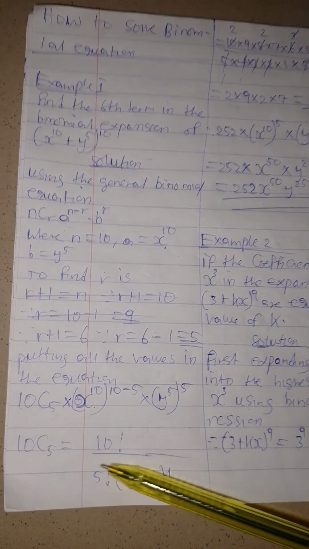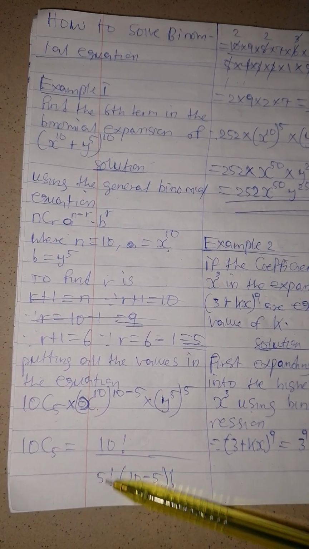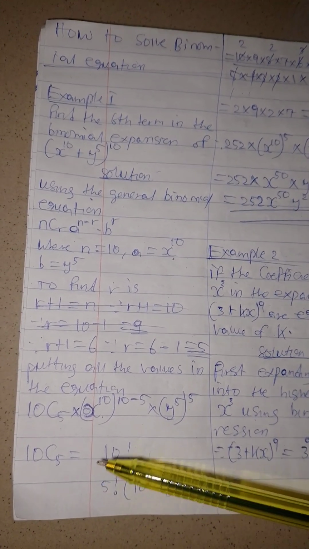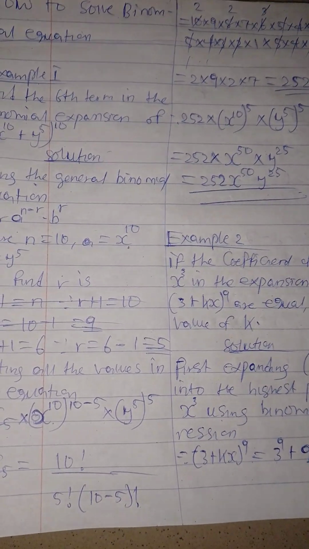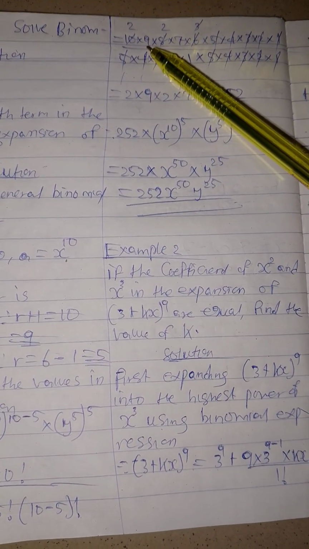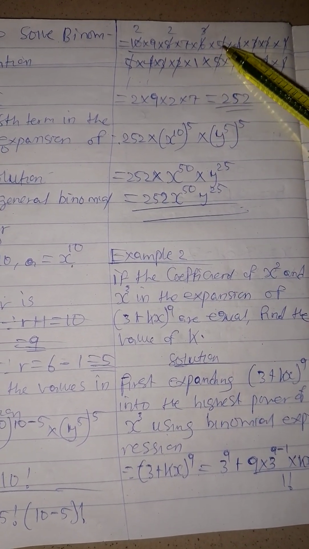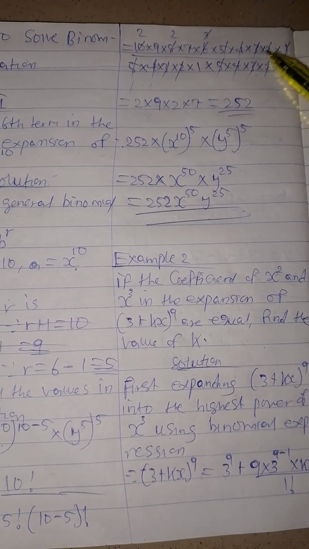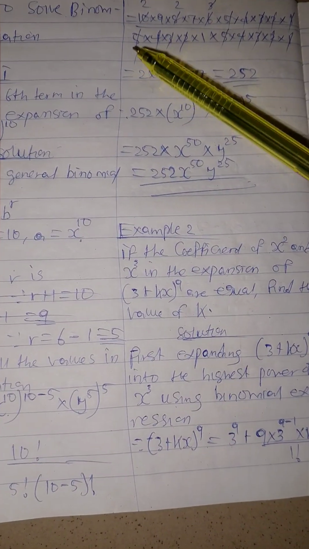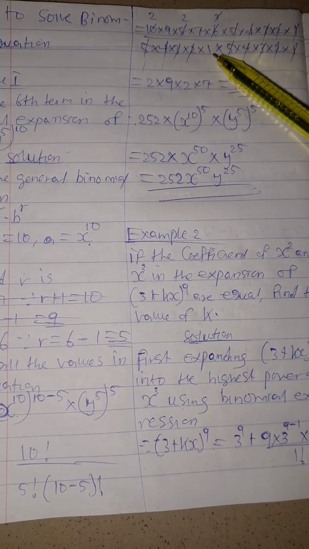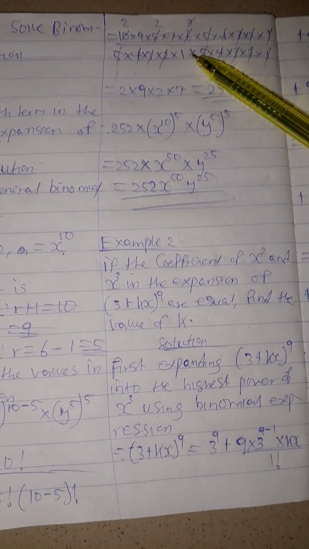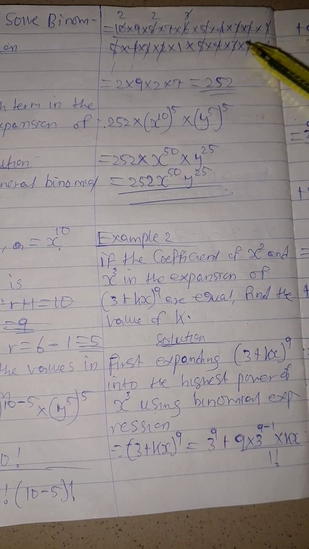10 combination 5 is 10 factorial all over 5 factorial times (10 minus 5) factorial. 10 factorial is 10 times 9 times 8 times 7 times 6 times 5 times 4 times 3 times 2 times 1, all over 5 factorial, which is 5 times 4 times 3 times 2 times 1. Also 10 minus 5 is 5, and 5 factorial again is 5 times 4 times 3 times 2 times 1.